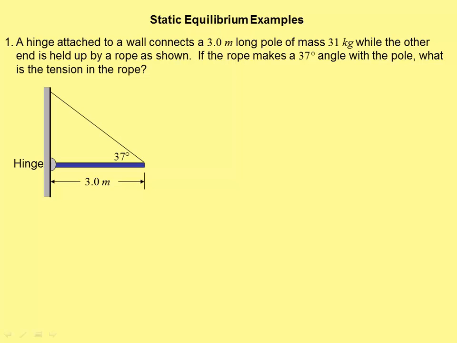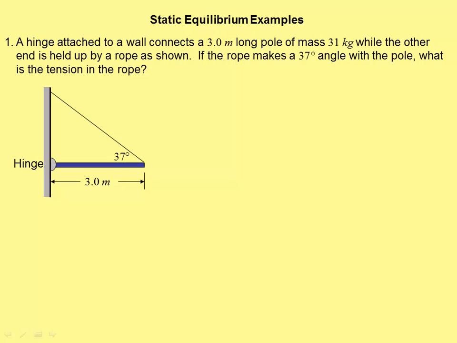So in the first case, we have a hinge, which is attached to a 3-meter long pole, which has a mass of 31 kilograms. The other end of the pole is held by a rope, which happens to be at 37 degrees. And I want to know, what is the tension in that rope?